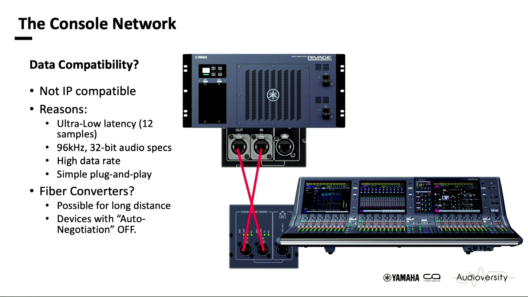Sometimes we are asked why not use Dante for this. Well, there are various reasons. This connection is not IP compatible, so you cannot use regular Ethernet switches. And the reasons for that are to keep the latency ultra low. We keep it within 12 samples. It can work at 96 kilohertz, 32-bit, and it allows us to have a high data rate, but keeping simple plug and play procedures. So you just connect the cables, you don't need any additional equipment.